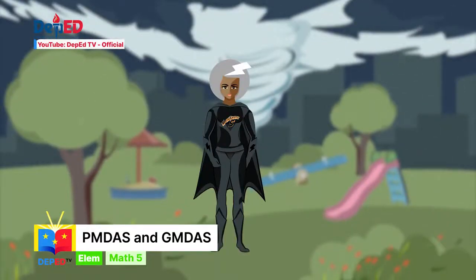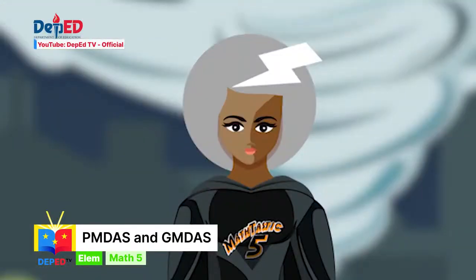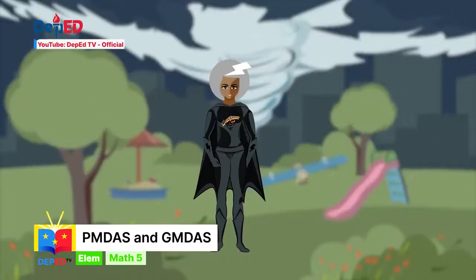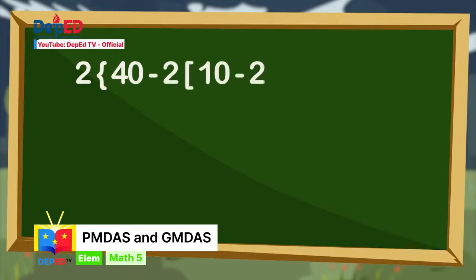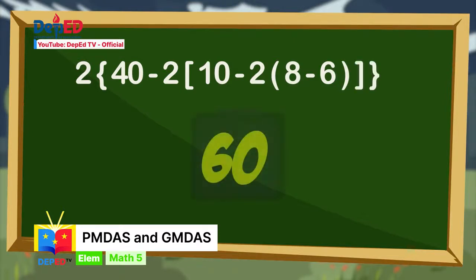Let's begin the lightning thinking. Ready your pens and papers and answer the storm lightning task. Math heroes, you have 1 minute to solve for the final value of this expression. 2{40 - 2[10 - 2(8 - 6)]}. Your lightning time starts now.